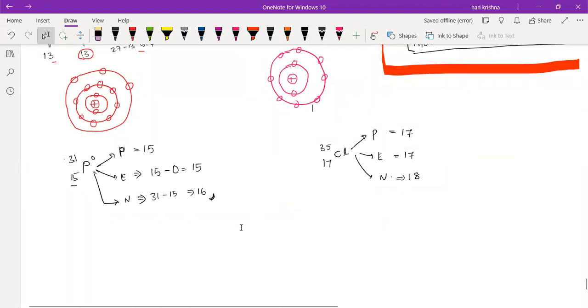Okay, now you draw these two, for the phosphorus and the chlorine, and show me by turning on your back camera. Do it fast. Write it down in your classwork notes. Everyone, draw the picture of these two, phosphorus as well as chlorine, and show it to me.